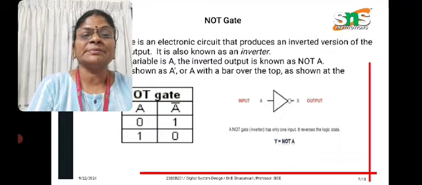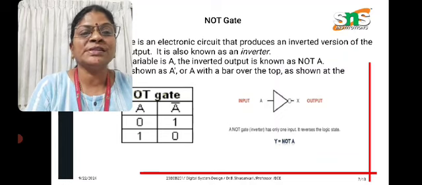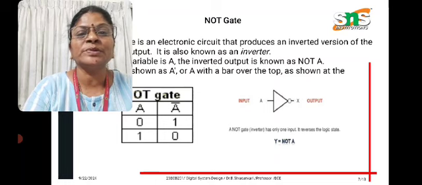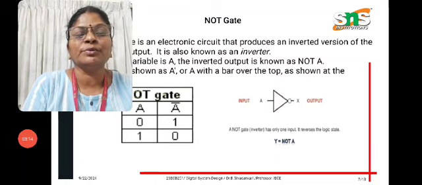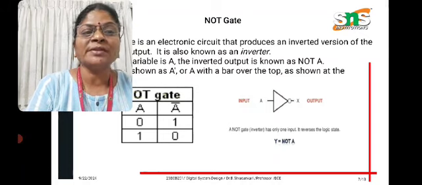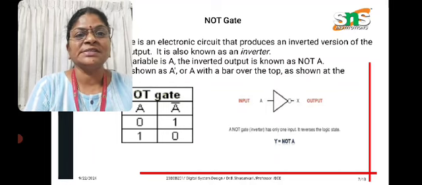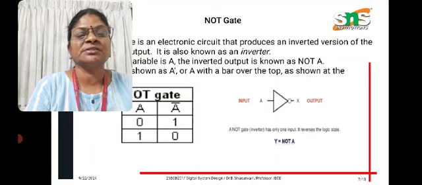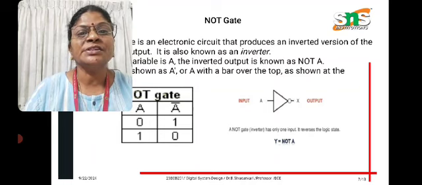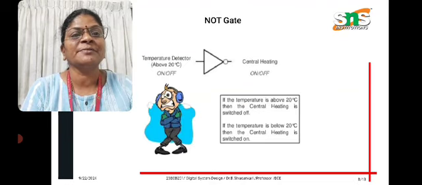NOT gate is nothing but a buffer. Like the inverse law, if your input is 0, it will invert and give 1 in your output. If your input is 1, then your output will be 0. This is about our NOT gate. It is an inversion gate. It is also named as buffer.